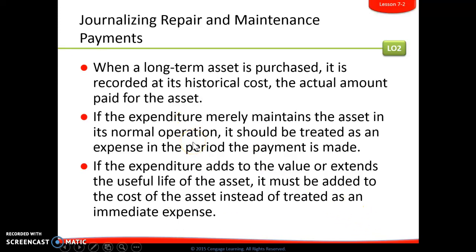So here what we're looking at is if we had to have a repair or a maintenance. Let's say that we needed cleaning done on our equipment, and it doesn't add any useful life or extended value to it. It's simply cleaning that equipment. Then that would simply be an expense, normal operation. However, let's say that we needed to put a new motor in it, and that new motor extends the useful life of it by 2 years. Then we need to add that to the cost of the asset instead of it just being an expense, because it changes the value of that asset.